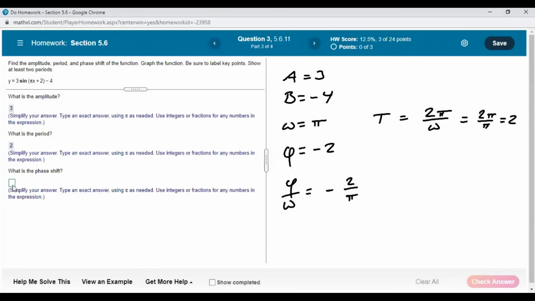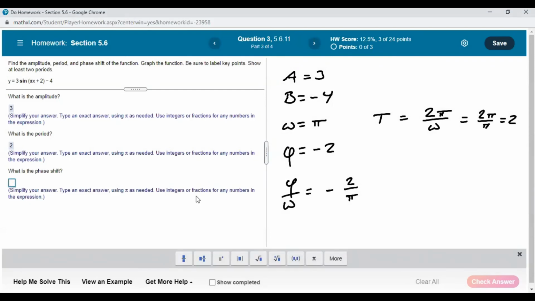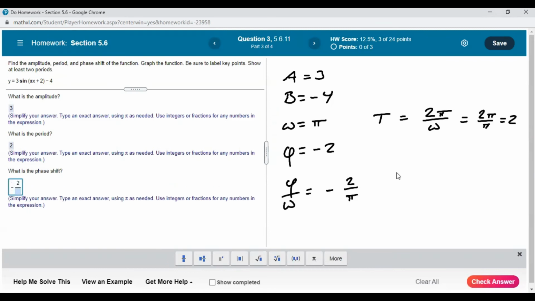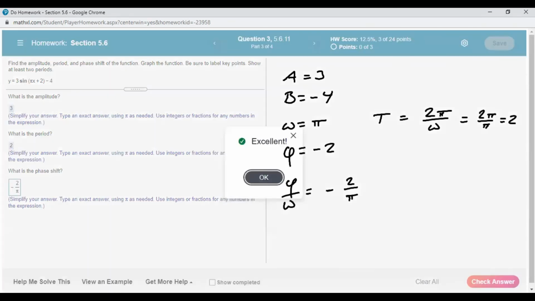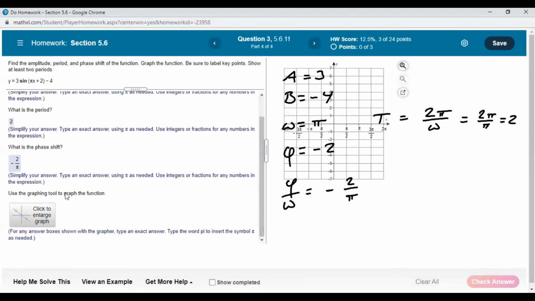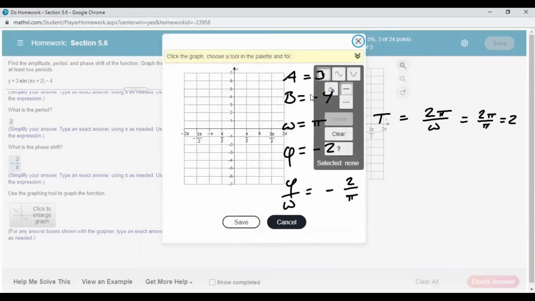Now phase shift. It says type an exact answer using pi as needed. So we're not evaluating this into decimals, which if we were doing this by hand, we would need to, because otherwise we don't really know how far -2 over pi would be to actually do the shift. So there's that, and then it says for any boxes shown with a grapher, type an exact answer, etc.